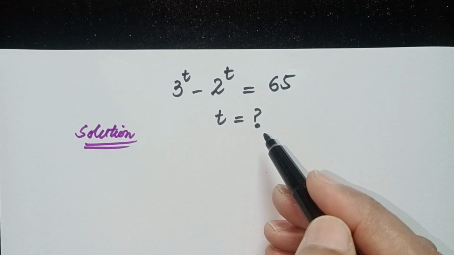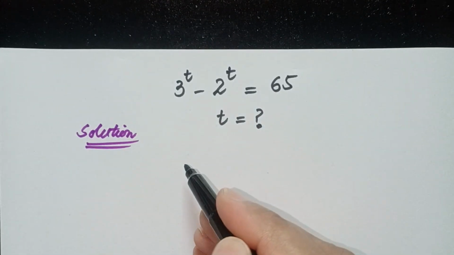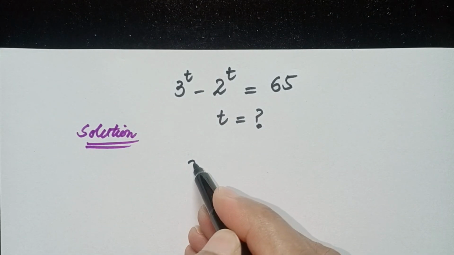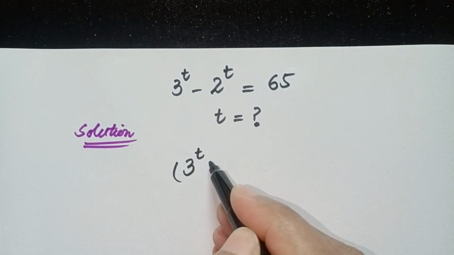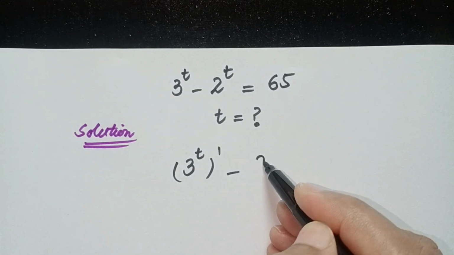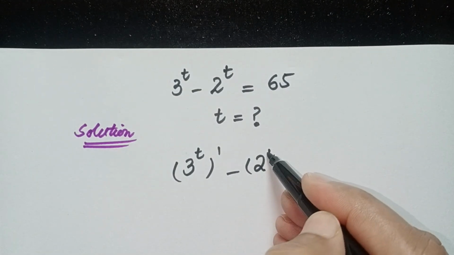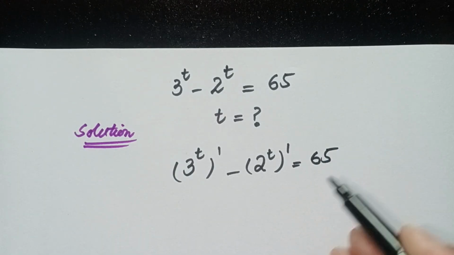In today's video, we are going to solve the equation 3^t minus 2^t is equal to 65, where t is unknown. We can write this equation in this form: 3^t, we can take its power 1, and similarly 2^t, we can take its power 1, is equal to 65.